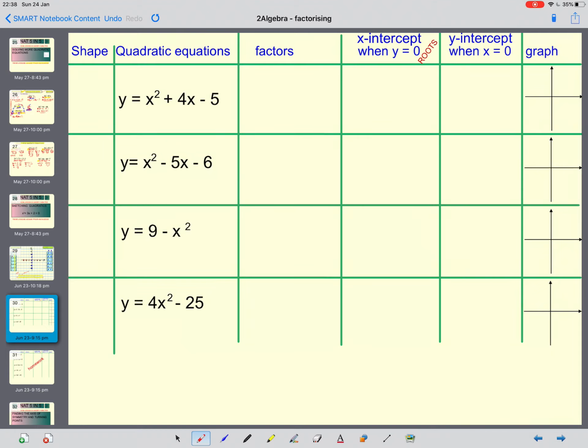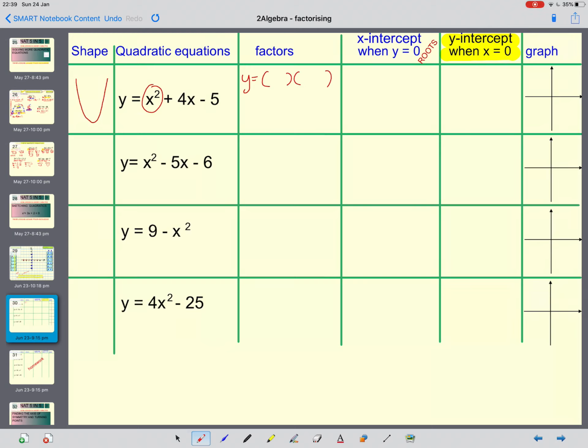So kind of similar setup to our previous video. We've got an extra column here, the second last column, the y-intercept when x is 0, so that's the new skill we're learning. So let's have a look at the first one. We've got x squared plus 4x take away 5. Again, I'm going to look at this x squared so you know the shape is a parabola. It's a happy face, a happy shape. You're going to find the factors, you're going to factorise. I'm just going to do this quickly.